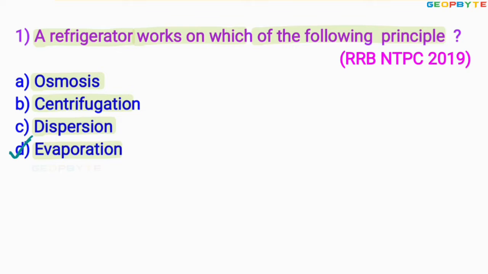Dear friends, remember, the working material used in the refrigerator is called refrigerant. By the time the refrigerant is evaporating, it is absorbing the heat from the surroundings. Therefore, whatever the working material you are keeping inside the refrigerator gets cooled. Therefore, by the principle of evaporation of the refrigerant inside the refrigerator, the working material is cooled. Therefore, the evaporation principle is working out for the refrigerator. I hope you clearly got my point.